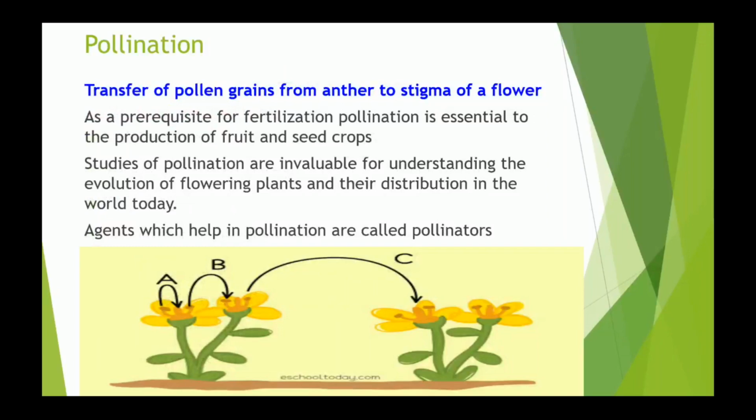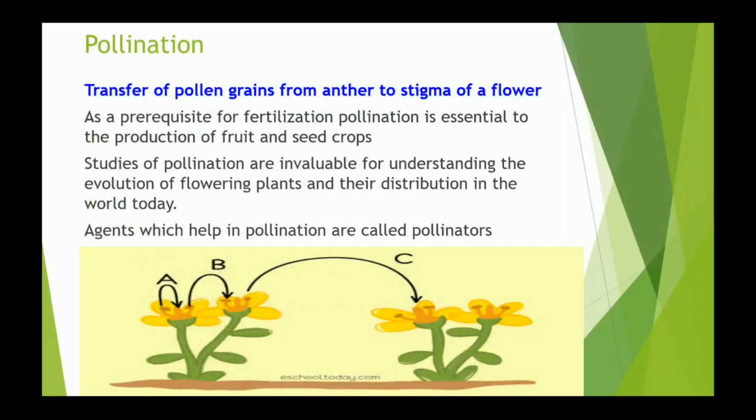Pollination is very important because it is the prerequisite for fertilization. Fertilization means the fusion of male and female gametes. After that, it leads to the formation of seeds and fruits. So for that, pollination is very important.